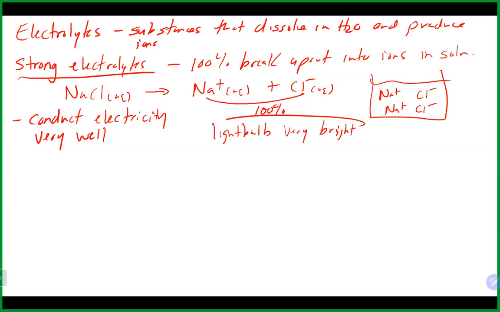And it's going to be very bright in that case because it's conducting electricity really well. And it will go off and obviously be very, very bright. So two ways that you could recognize something as a strong electrolyte: it is pretty much a one-way arrow, and you start with an ionic compound on the left and you end up with the ions on the right. And that definitely is a strong electrolyte.